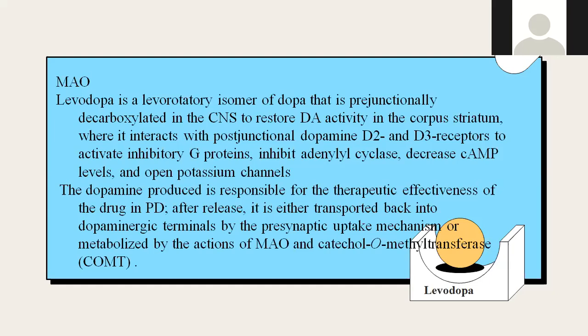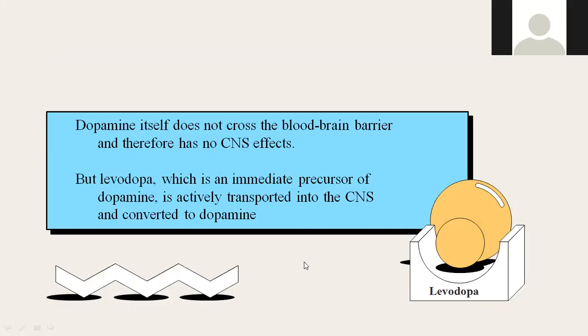Now dopamine will either go back to the dopaminergic terminus or it will be metabolized. Why am I emphasizing this? Because the next two groups, that is MAO inhibitor and COMT inhibitor, will act by regulating this pathway. Okay, dopamine itself cannot cross the blood-brain barrier, so it does not have any CNS effect.